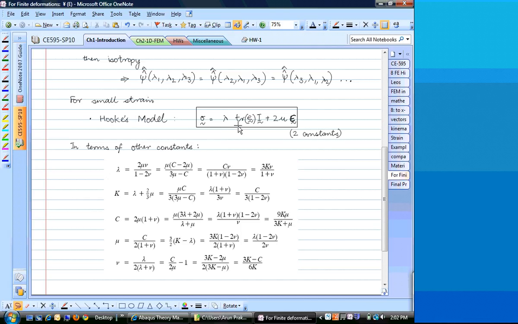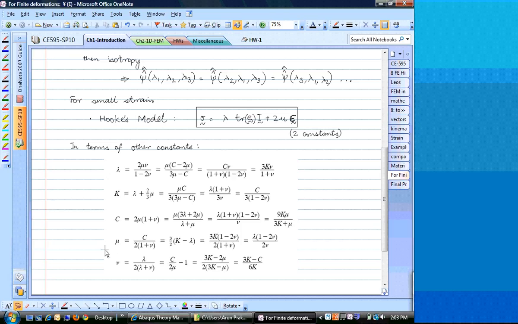So this lambda and mu, they are called Lamé parameters, but there's no good experiment to measure these properties. So what people normally do is use either a set of E and nu. E is the Young's modulus, nu is the Poisson's ratio. So you can conduct experiments to measure these, and using the values of E and nu, you can go back and calculate lambda and mu.